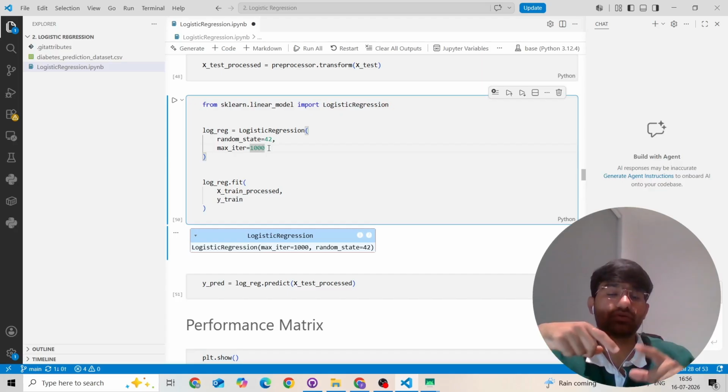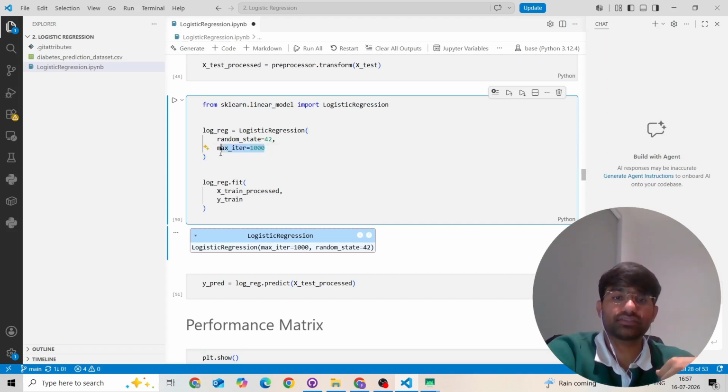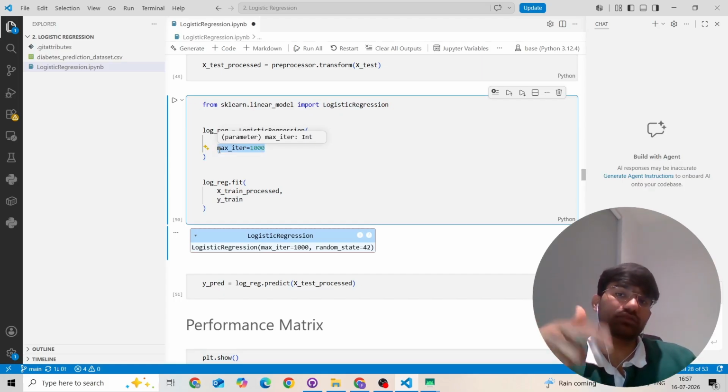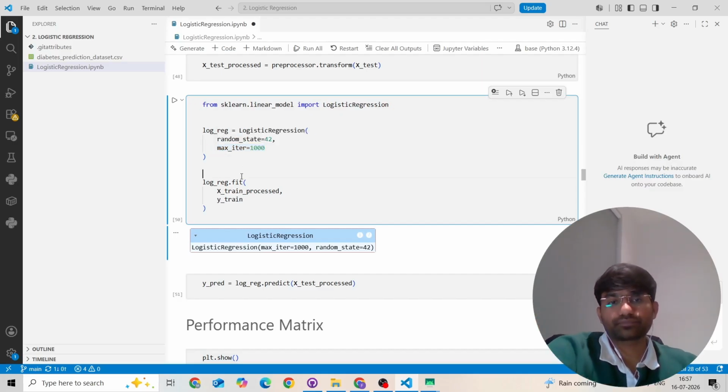So I don't want to train 8,000 records at the same time. So what I will do is specify max_iter equal to 1000. So only 1000 records will be given to the machine at a time. The machine trains on the first 1000 records, then the second 1000 records, then the third 1000 records. So the machine trains 8 times and the learning will be better.